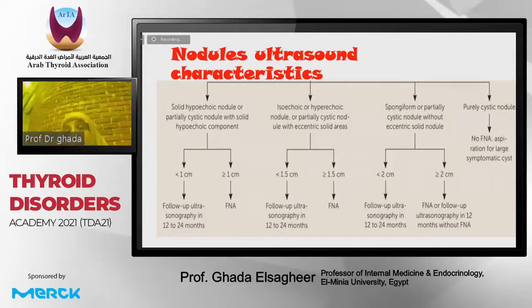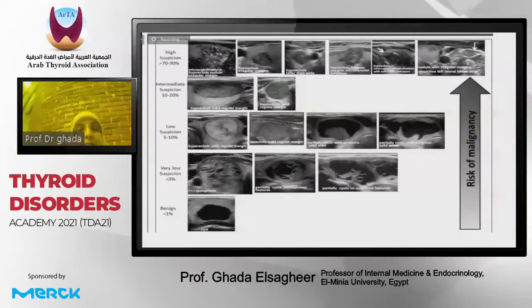Purely cystic nodule, no need for FNA, but we can do aspiration if it is a large symptomatic cyst. This is a picture of the ultrasound from down to up.